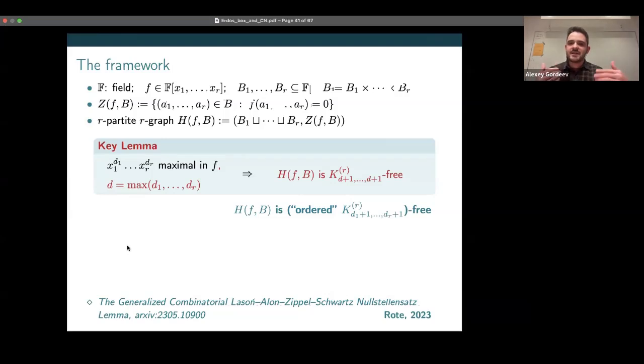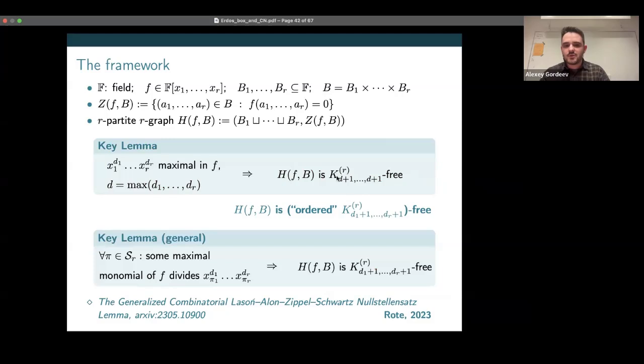So we just restated Lasoń's theorem in slightly different terms, in this hypergraph notation, and we got what I would call the key lemma: if our polynomial has some maximal monomial, then any zero set of F, if viewed as a hypergraph, would be free of copies of some, again, complete r-partite graph whose parameters depend on the monomial from which we started.